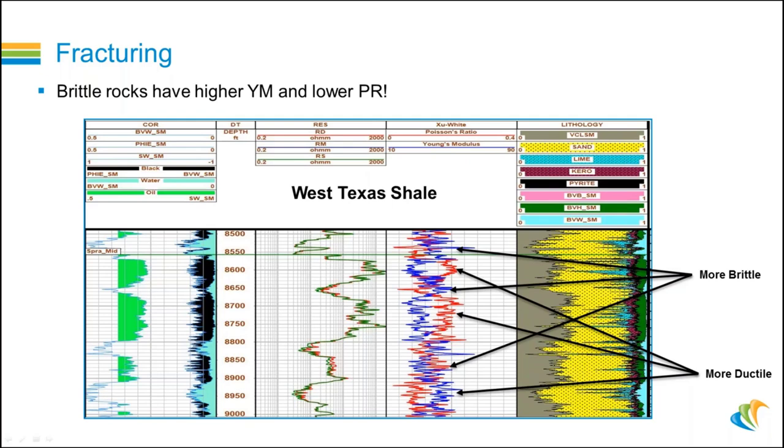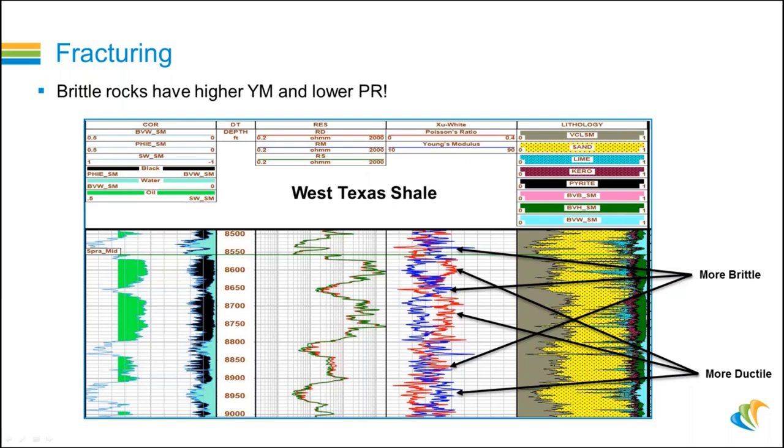You see here, on the first track from the right, I have the Xu-White model, a rock physics model implemented to calculate Poisson's ratio and Young's modulus. So in the places that I have more brittleness and more ductile, I can have a better idea, having these two curves overlaid on top of each other. When I have a low Poisson's ratio and high Young's modulus, normally it's a more brittle zone, and when it's reversed, it's more ductile. So it's better to do the fracturing in the brittle zones.